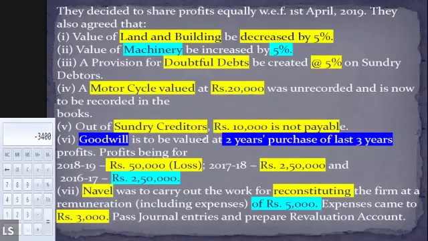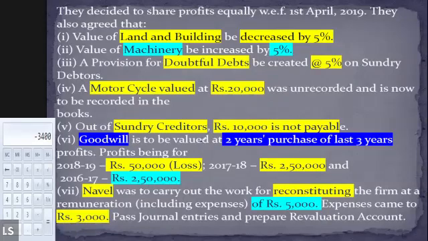Out of sundry creditors, rupees 10,000 is not payable. Goodwill is to be valued at 2 years' purchase of the last 3 years' profit. Then the last additional information says that Novel was to carry out the work of reconstituting the firm at a remuneration including expenses of rupees 5,000, and expenses came to 3,000. Pass the journal entry.